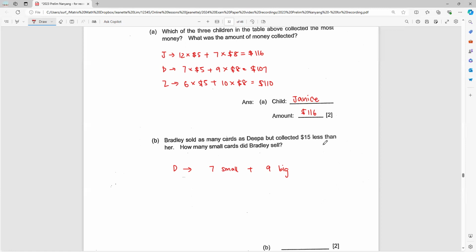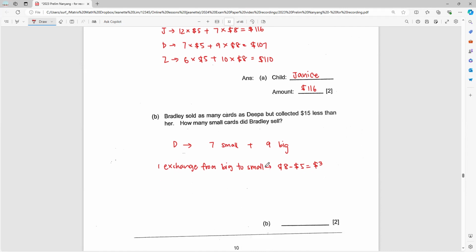So since he collected less, he must have sold more of the small cards, right? So not so many big cards. More of them are small. So what we do is we do an exchange. Okay, we need to exchange from big to small to make the small greater. So every one exchange from big to small is 8 minus $5. There is a decrease of $3.